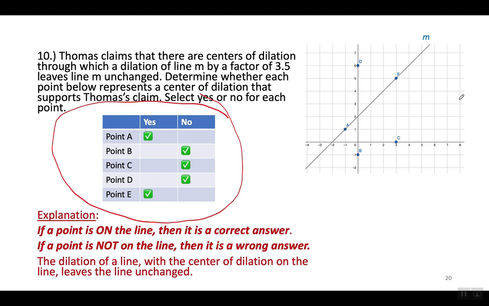Like point A. Look at this picture. Is point A on the line? Yes, it is. Then that is one of the correct answers. You put yes for that. Is point B on the line? No. Is point C on the line? No. Point D? No. Point E? Yes. That's it. If the point is on the line, it's one of the answers. If it's not on the line, it's not one of the answers.